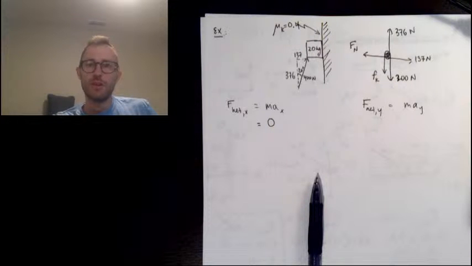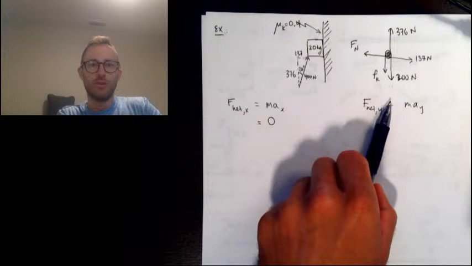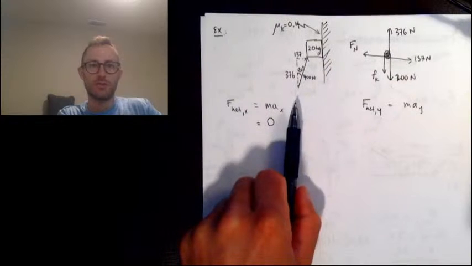Someone help me. So the net force in the x direction is right forces minus left forces. So you look at the free body diagram, and you look at the forces that are going to the right, and then you subtract the forces that are going to the left.